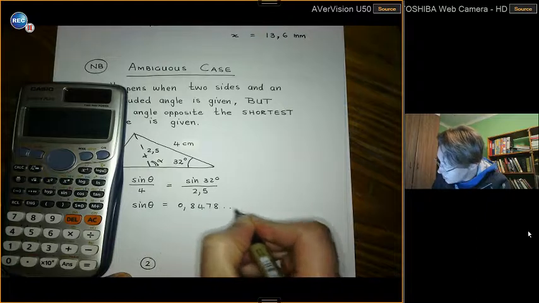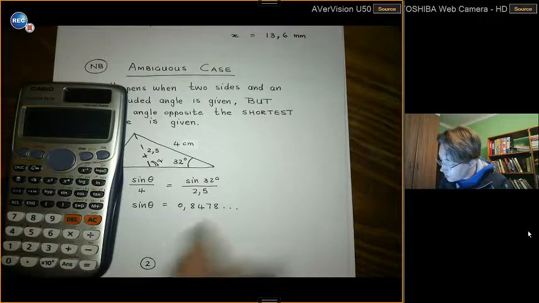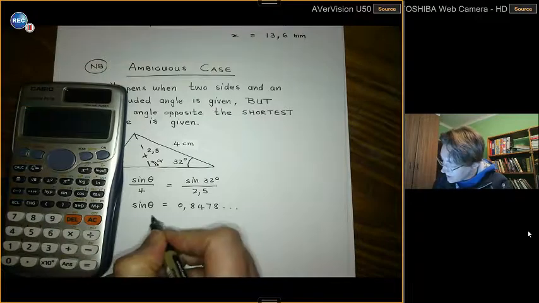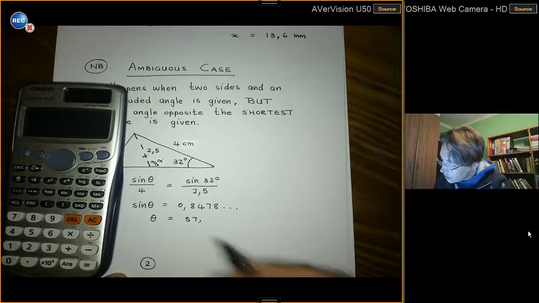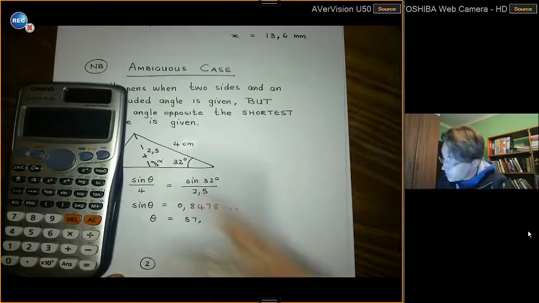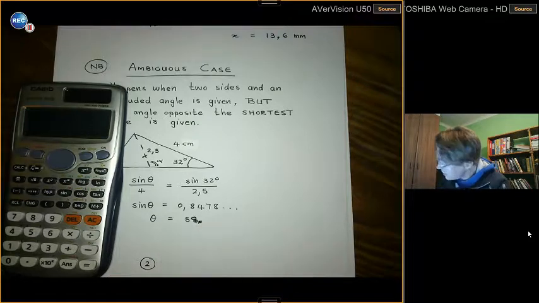And we get that ratio of 0,8478... Then we use shift inverse sine function of that previous answer, and we say theta is then equal to 57,98. So if I round that off to one decimal place, that's actually going to be 58 degrees. Sorry about that, 58 degrees. Let's just clean that up.